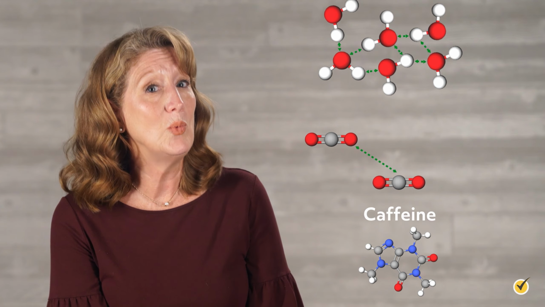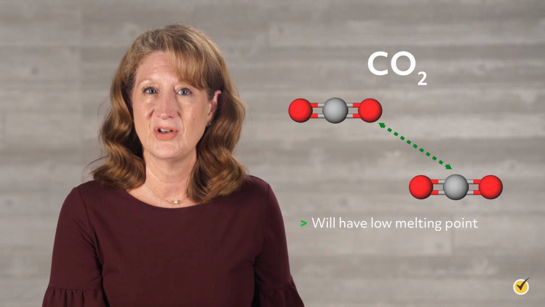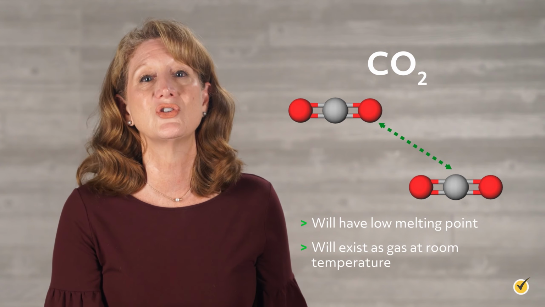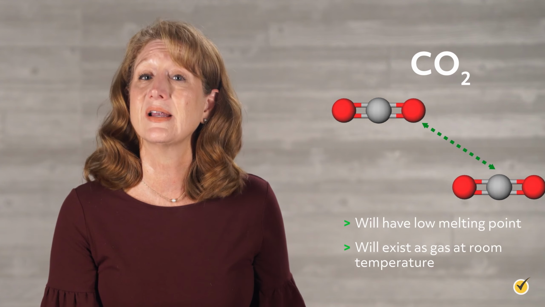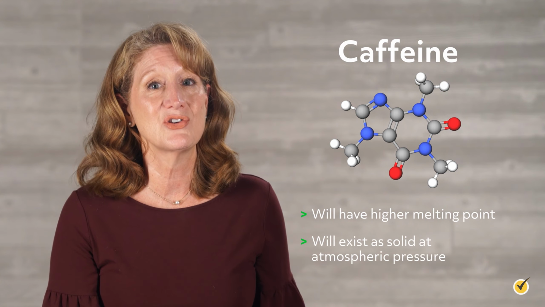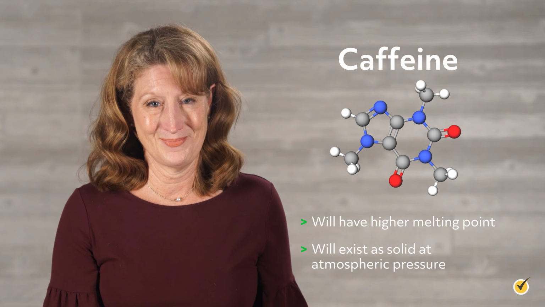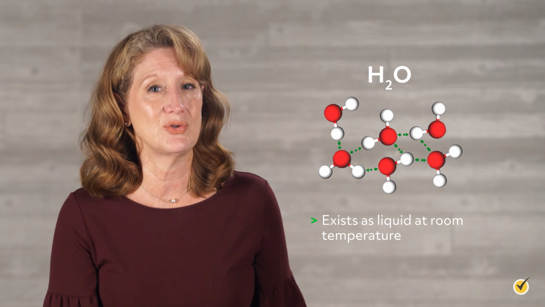Light molecules with weak intermolecular interactions, like carbon dioxide, will have relatively low melting points and exist as gases at room temperature. Conversely, heavy molecules with significant intermolecular interactions, like caffeine, will have higher melting points and are solid at atmospheric pressures. And then there's everything in between. Water is light, but has a really strong network of hydrogen bonds, so exists as a liquid at room temperature. Basically, to understand molecular compounds, you should always start by assessing their ability to form intermolecular interactions.